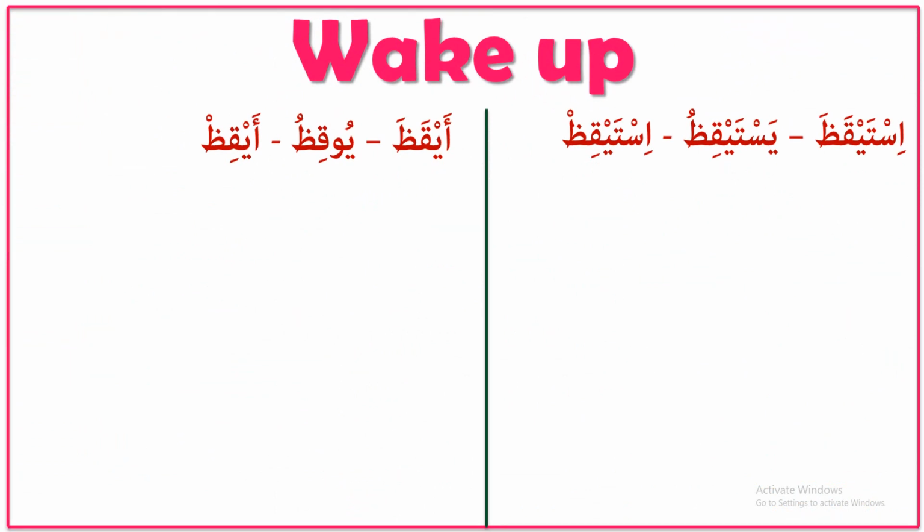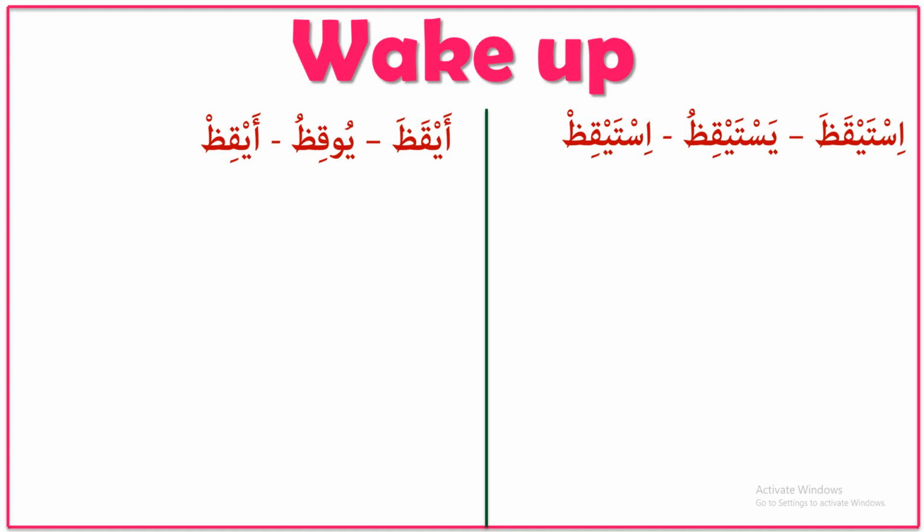Okay, wake up. We have here two kinds of verbs. We have استيقظ، يستيقظ، استيقظ. استيقظ means he woke up. يستيقظ, he wakes up. استيقظ, wake up, it's in command. So استيقظ is past, ماضي. يستيقظ is مضارع, present. استيقظ is أمر, command.